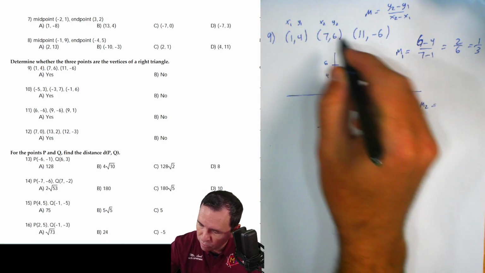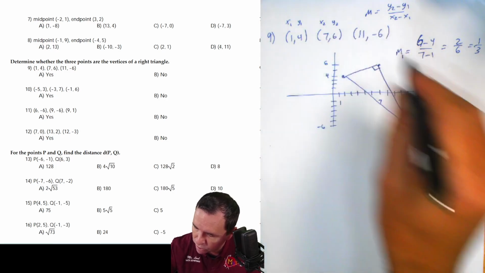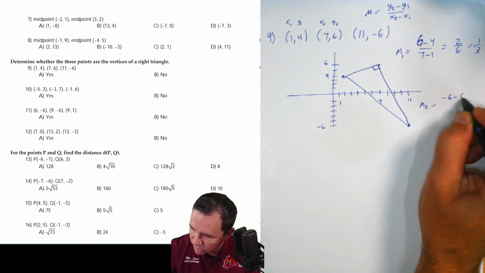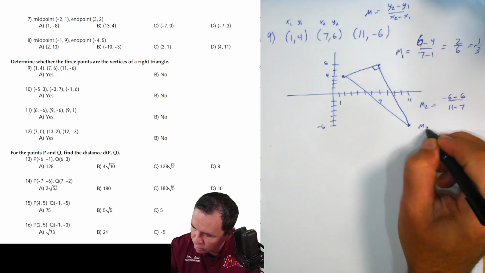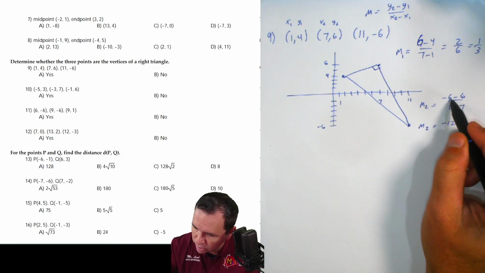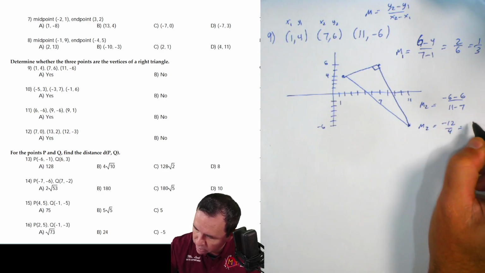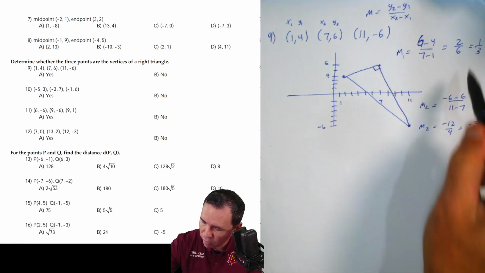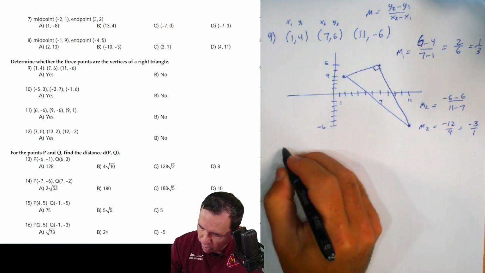The slope of this one, now this would be your x1, your y1, this would be your x2, y2. So this would be -6 minus 6 over 11 minus 7. So your slope 2 would be -12. Remember, this is not 0. You owe 6, and then you owe 6 more. And then this is going to be 4. And this is the same thing as -3 over 1. Now, if these are negative reciprocals of each other, they're perpendicular.